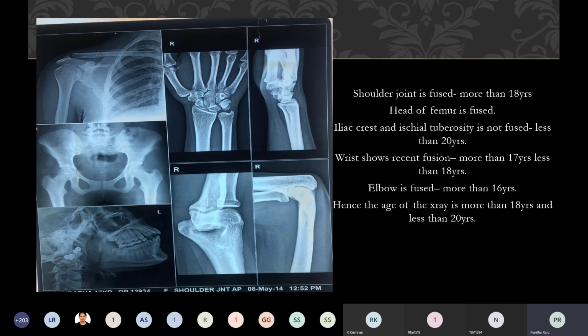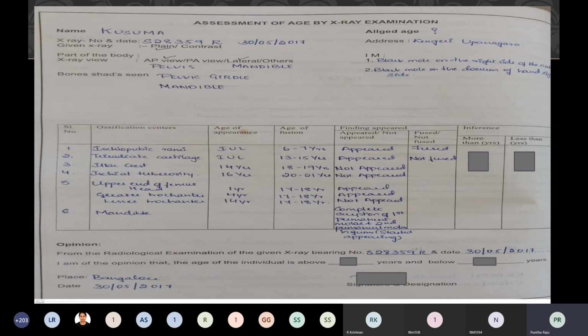By chance, if you are examining a pelvic X-ray, the age will be more than 17 years and less than 20 years. More than 17 because the head of the femur is fused, and less than 20 because the iliac crest has not fused. Okay, so this whole thing is a single X-ray. So this will end up with the X-ray examination.